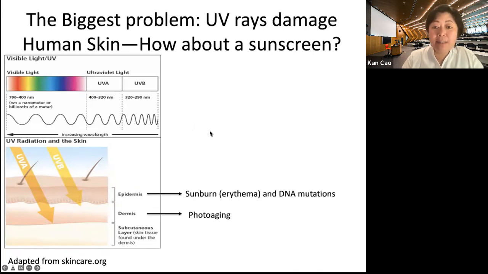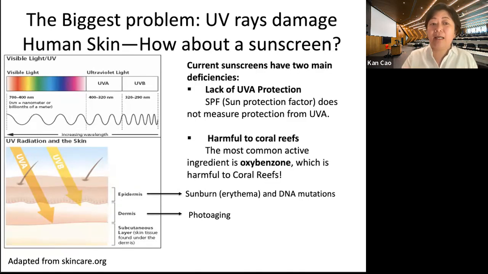And the UVBs are shorter in wavelength, 290 to 320 nanometers, but they carry much higher energy. They can cause sunburns, DNA damage, and mutations in our skin, which may even lead to skin cancer. So these are the two types of UVs our skin is dealing with daily. But what is the problem with the current sunscreens? The current sunscreens have two main deficiencies.